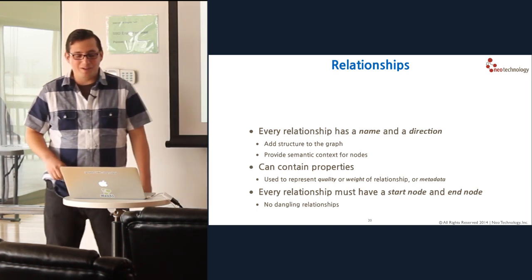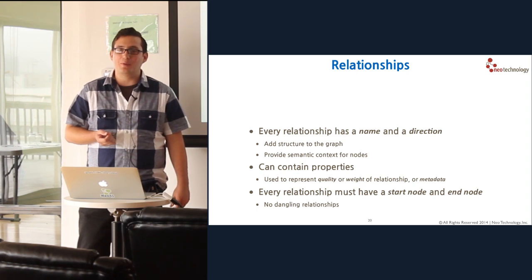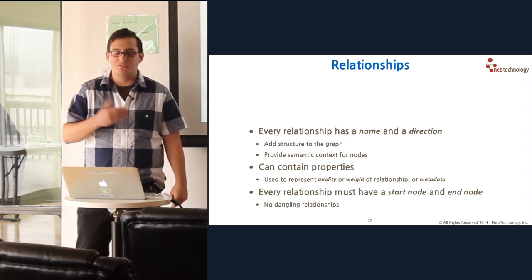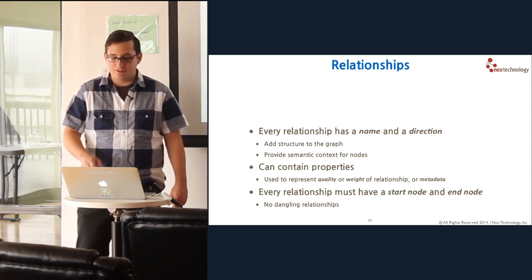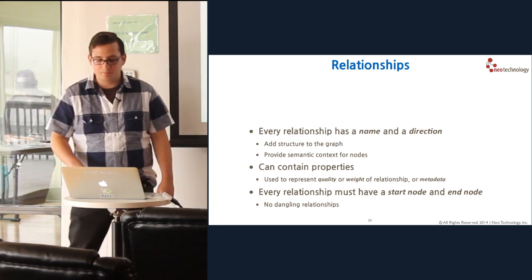Another rule is that no dangling relationships are allowed. You can't delete a relationship if it's connected to some nodes. You have to delete the nodes, or vice versa. You can't have a relationship hanging out there with no node attached.